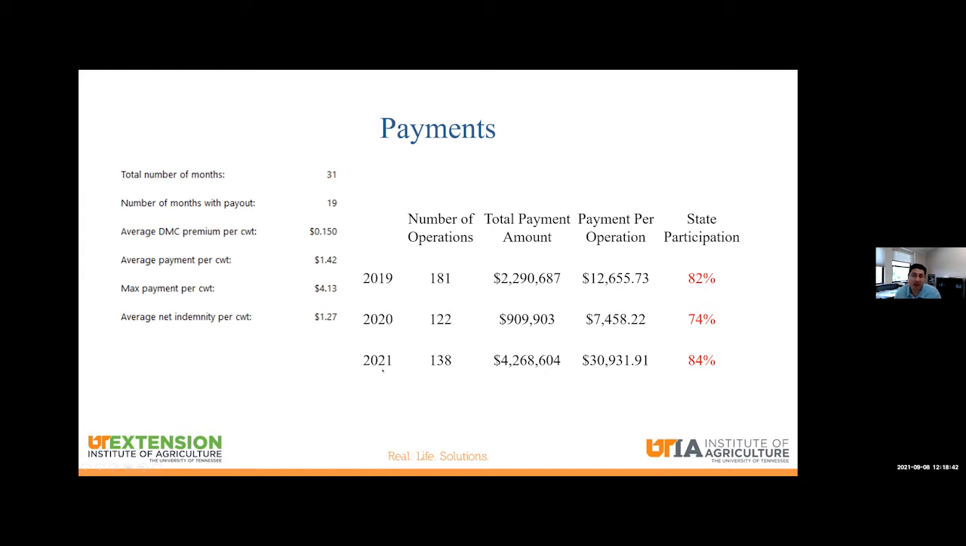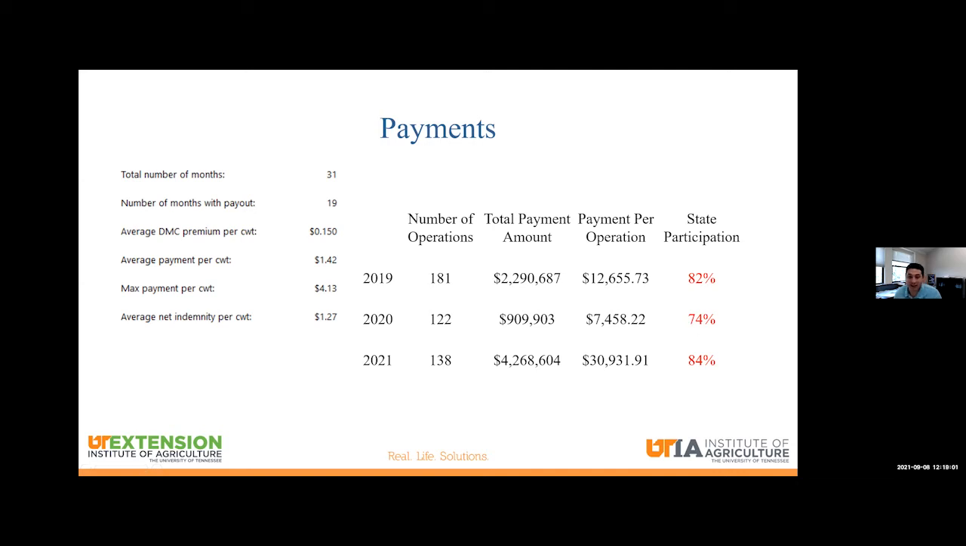But since I've gotten here, here in 2020 and 2021, we've lost more producers, and we're roughly at 165. So I just went ahead and utilized 165 for the past 2 years. And keep in mind, this is more of an approximation, but in 2020, there were 122 operations that utilized DMC. If we say, okay, there's 165, that's a 74% participation rate.